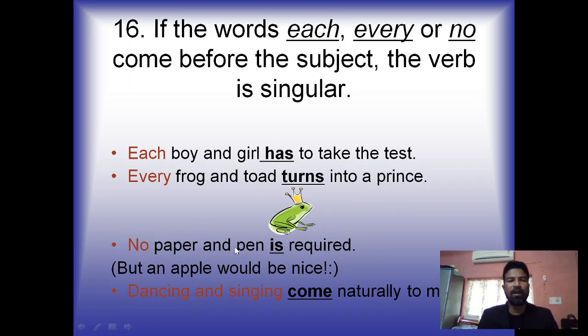So no paper and pen is required. Like each, every, no. Read that rule once again. If the words each, every or no come before the subject, the verb is singular. Each boy and girl has to take the test. Every frog and toad turns into a prince. No paper and pen is required. In the same way, dancing and singing come naturally to me.